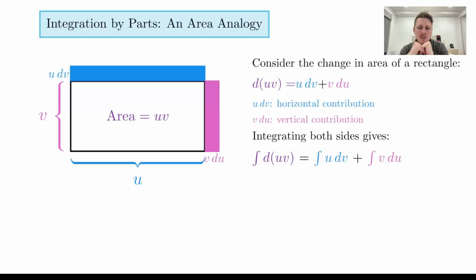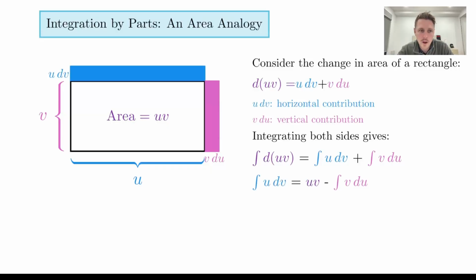And so we end up with integration by parts, here it is in all its glory. You get the integral of u dv is equal to uv minus the integral of v du. And remember that u and v are functions of x.